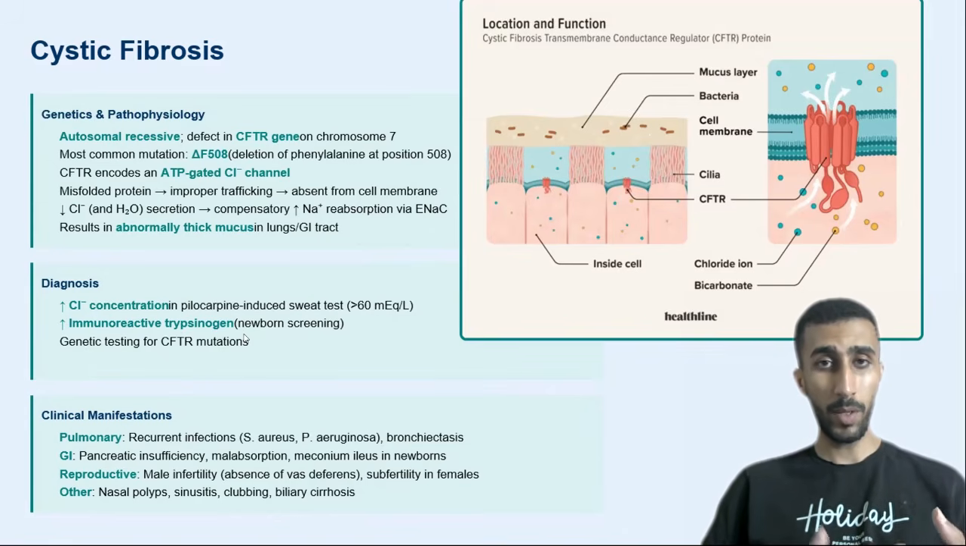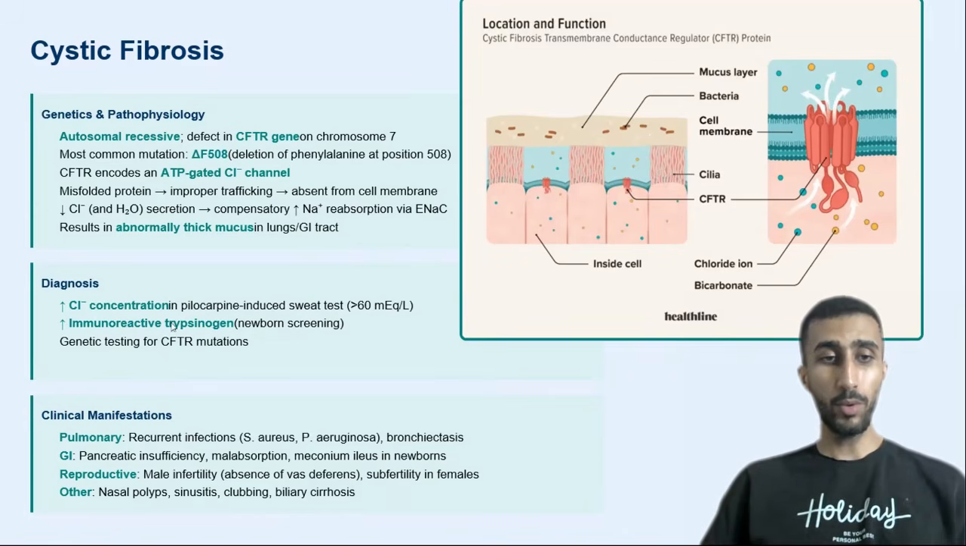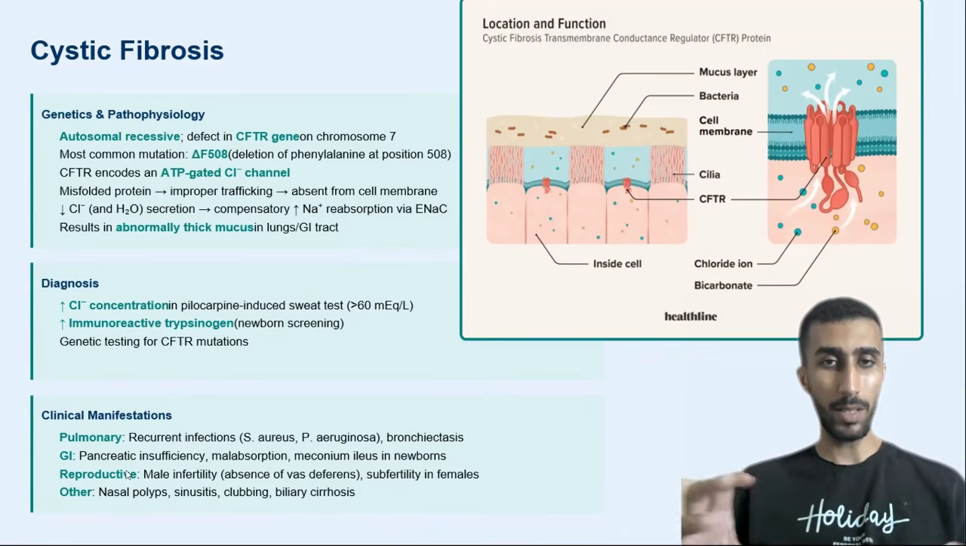So for adults, we may do the pilocarpine-induced sweat test, and we find increased chloride concentration of more than 60. In the newborns, we have a screening test, which is an increase in immunoreactive trypsinogen, and the confirmatory test, which is the genetic testing for the mutation itself, the CFTR mutation. So this is the cystic fibrosis pathophysiology, and the clinical manifestations differ according to the system. The whole idea behind it is a sick secretion: sick mucus, sick pancreatic secretion, sick gastrointestinal secretion.